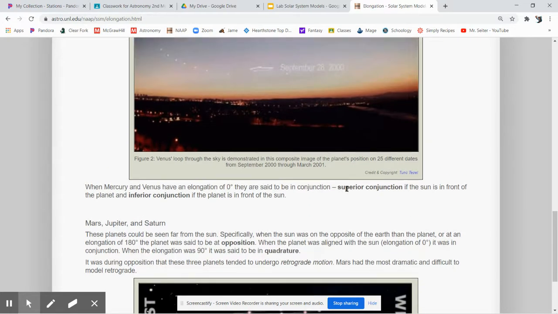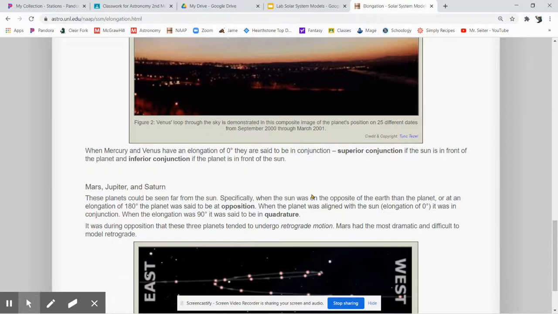Now remember, Mercury and Venus are between the sun and the earth. They're closer to the sun than the earth is. So they're going to have a little bit different pattern than the planets outside of the earth, the ones farther out than the earth: Mars, Jupiter, and Saturn.